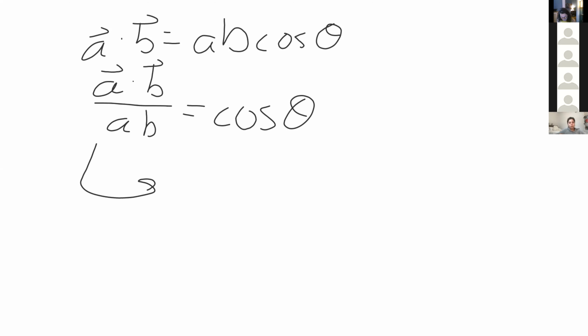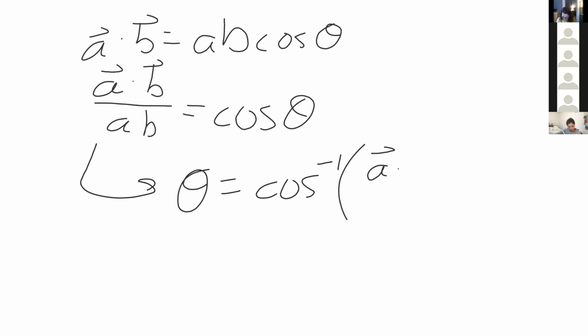Okay, and then you take the arc cosine, the inverse cosine of both sides, and you get that theta is equal to the arc cosine of A dot B over the magnitude of A times the magnitude of B.